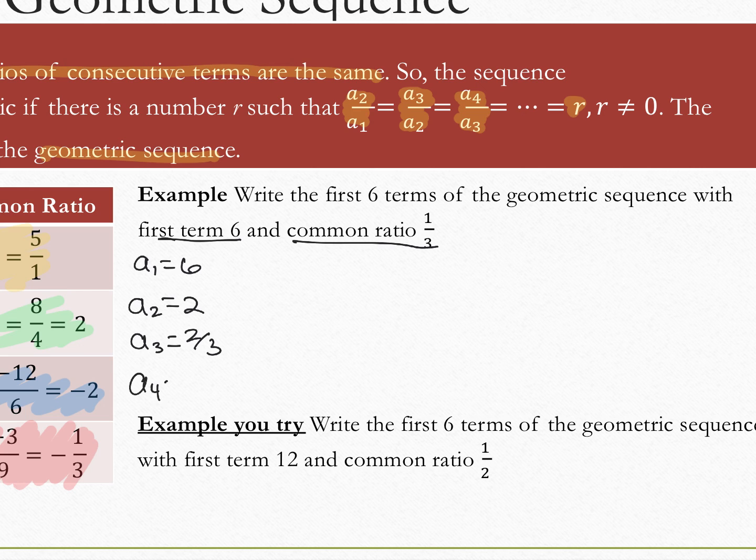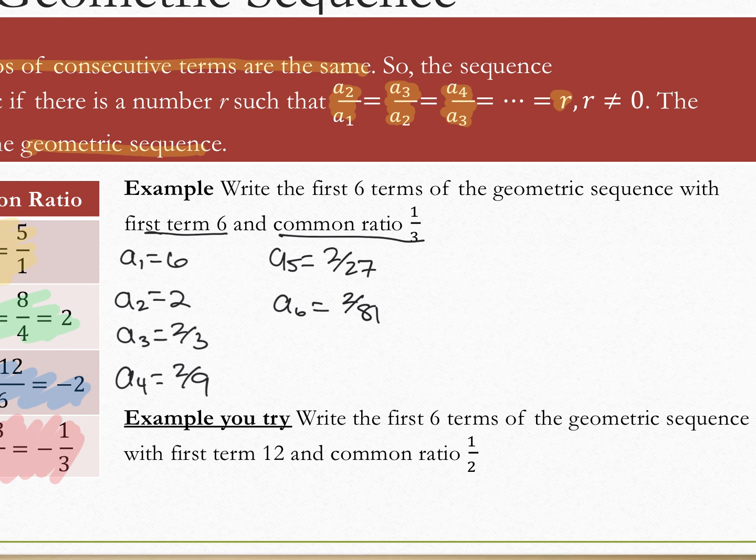The fourth term: 2/3 times 1/3 is 2 over 9. The fifth term: 2 over 9 times 1/3 is 2 over 27. And then our sixth term: 2/27 times 1/3 is 2 over 81. Take a minute or two and try this example on your own.